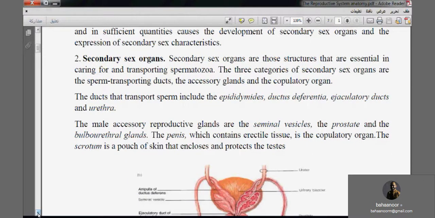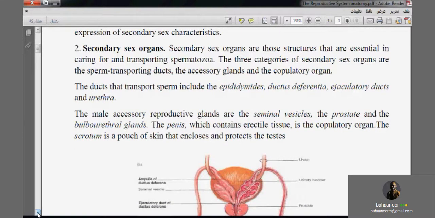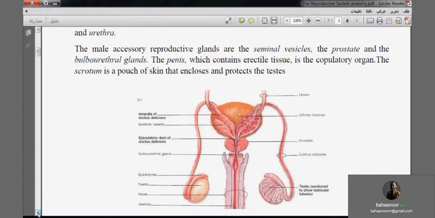The scrotum is a pouch of skin that encloses and protects the testes. وهسه راح نشرحها بتفصيل أكثر.